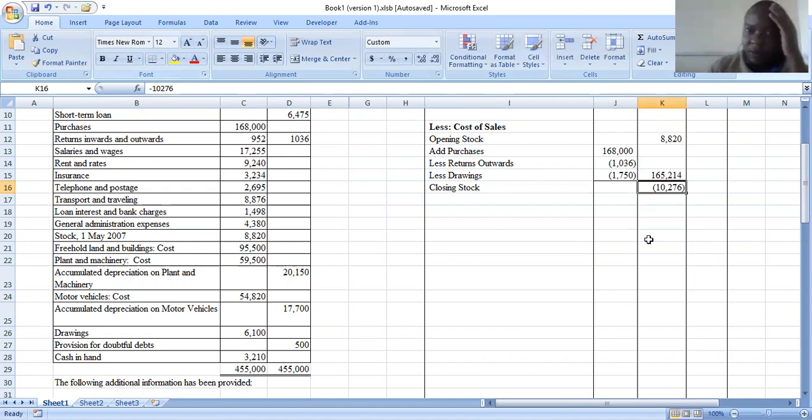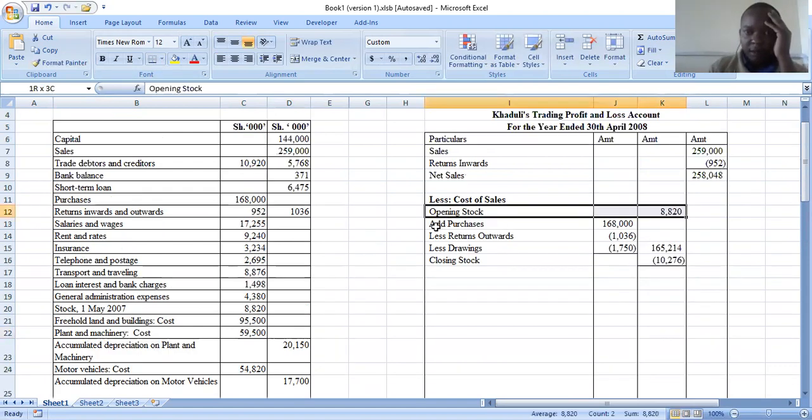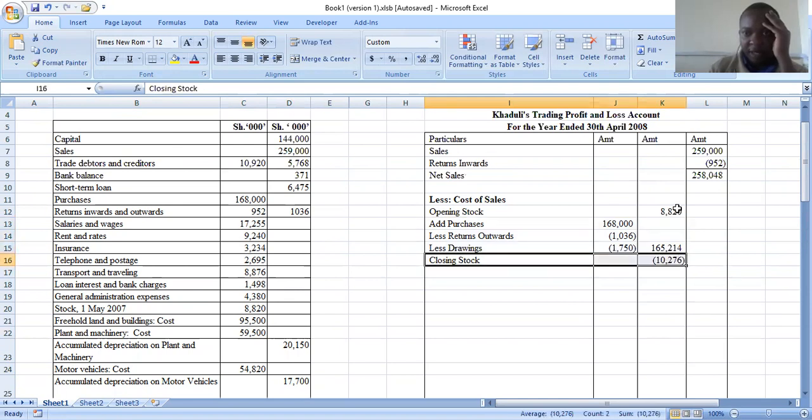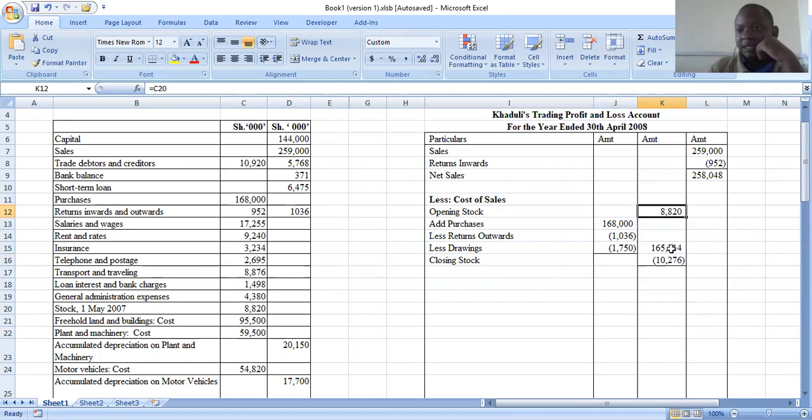So our cost of sales will therefore be the opening stock plus purchases minus the closing stock. That is 8820 plus 165,214 minus 10,276, which will give us 163,758. So 163,758 is our cost of sales.